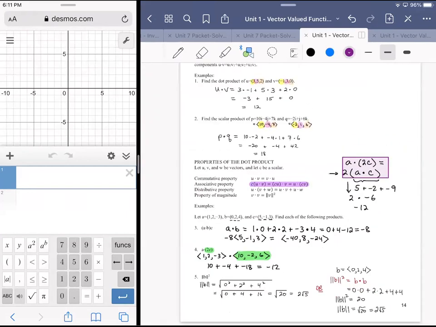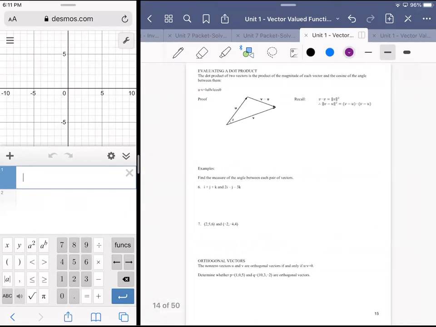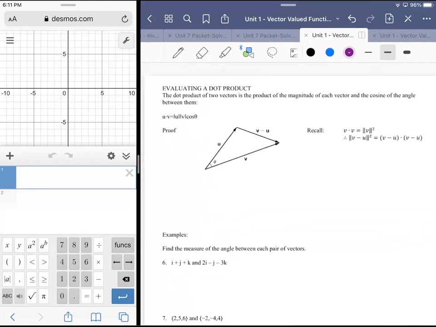All right. So let's kick on over to page 15 and talk about how we evaluate a dot product using trigonometric functions. So we have a rule here. Another way of representing the dot product is u dot v is equal to the magnitudes of u and v multiplied by the cosine of the angle separating u and v. All right. So we're just going to prove this real quick.